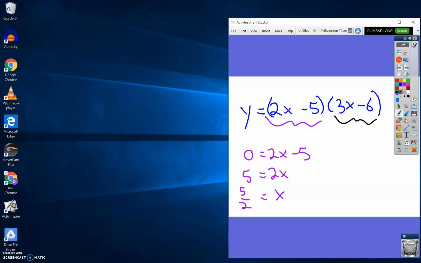On this one, what does it take to make this 0? Well, set it equal to 0 and find out. We'd add 6 to each side. Divide by 3. x equals 2. So now you found the roots by just setting each of the two parts equal to 0, solving for x, and you're done. And if you were to graph this, you'd find out that it crosses at 2 and 2.5. All right? That's going to do it.